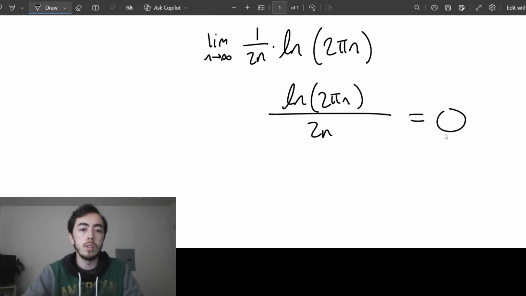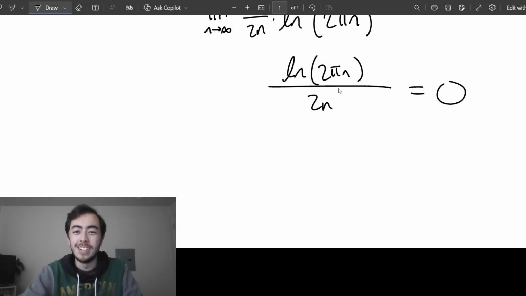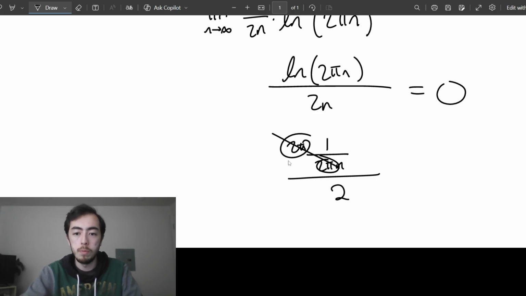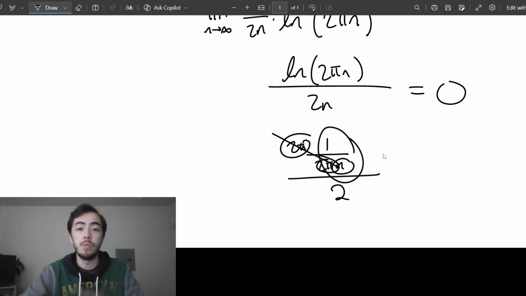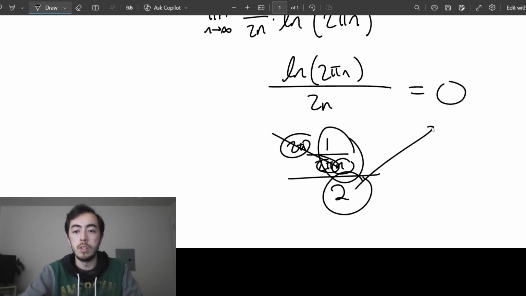We could also use L'Hopital's rule here to demonstrate that same idea. Why not? The derivative of the top is going to be 1 over 2 pi n, but then chain rule says multiply by 2 pi, so these actually cancel out. And then the derivative of the bottom is just 2. And then if we plug in infinity here, we do get 1 over infinity. That's 0. 0 divided by 2 is 0.